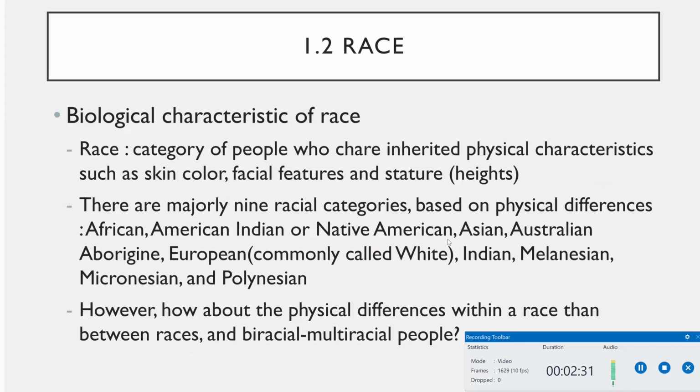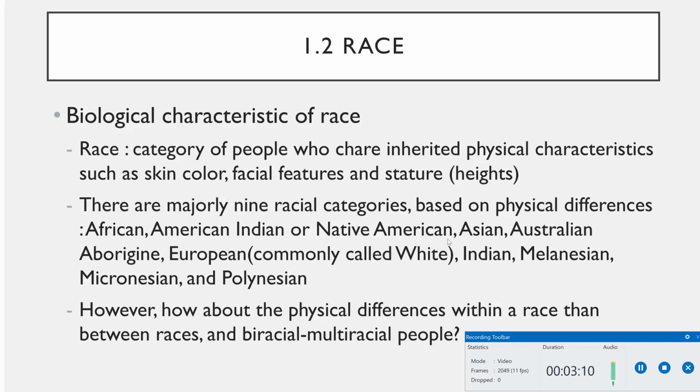Race has biological characteristics, so it is a category of people who share inherited characteristics, like skin color, facial features, hair, or height. There are majorly 9 races in the US defined by biological scientists, like African American, Indian or Native American, and other races. You can see that these are classified just by physical characteristics, like skin color. However, there are some complexities in the race concept.